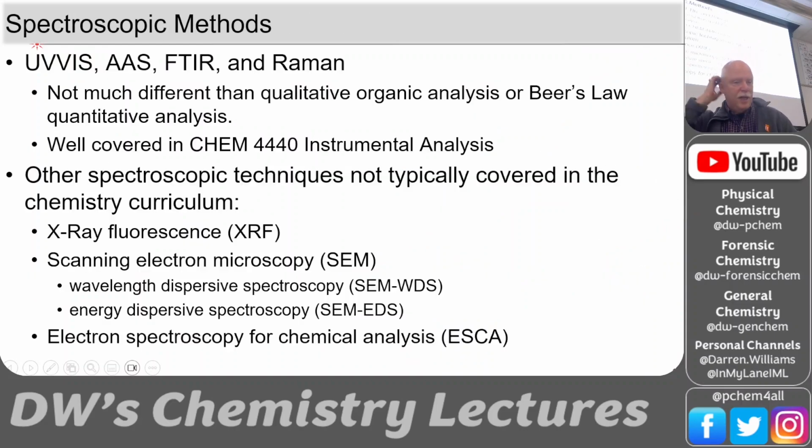Okay, there are other spectroscopic techniques: UV-Vis, AAS, which is atomic absorption spectroscopy, FTIR, and Raman. These are not really different than what you learned in instrumental analysis. But let's look at some of these others that were not as well covered in instrumental analysis, like X-ray fluorescence, scanning electron microscopy with wavelength or energy dispersive detection, and then electron spectroscopy for chemical analysis, or ESCA.